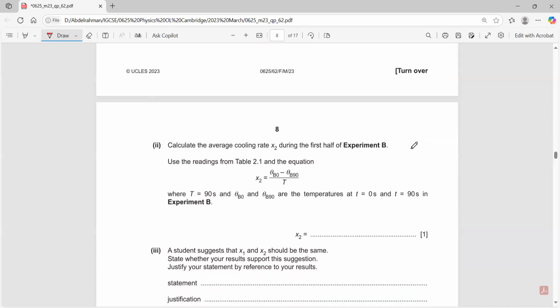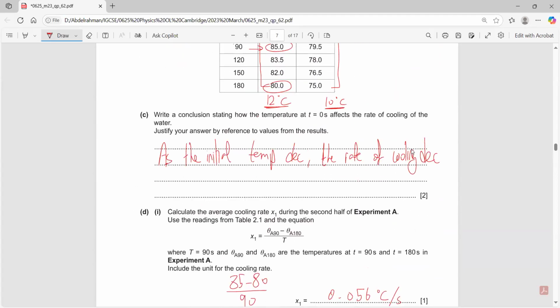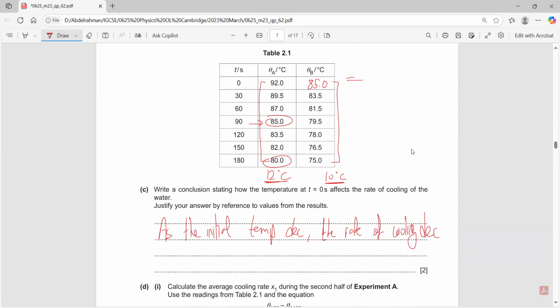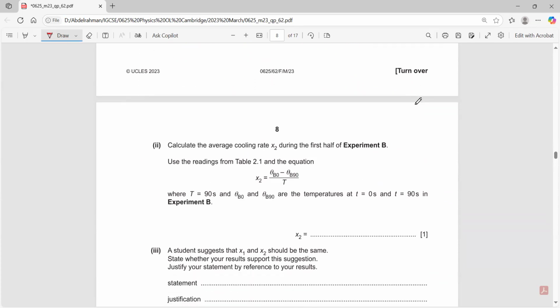Can I do the same for B, but starting with B0 to B90? What was B0 and what was B90? B0 was 85 and B90 was 79.5, which is almost the same difference, right? 85 minus 79.5 is a difference of 5.5 divided by 90. It's a very close value. So 85 minus 79.5 divided by 90 is 0.061.